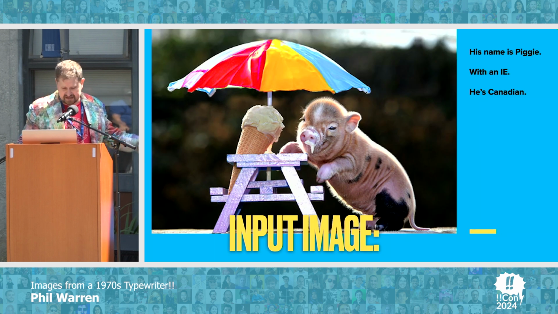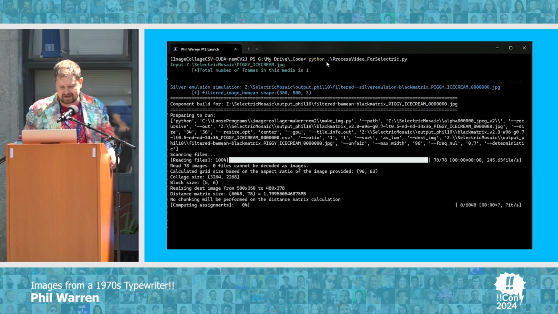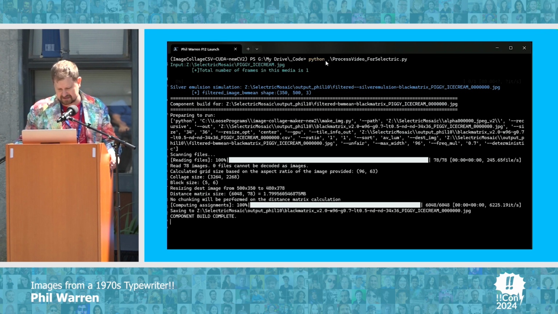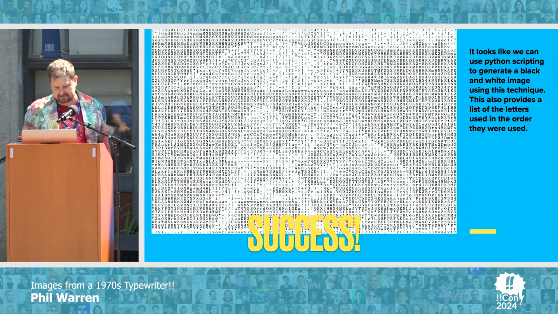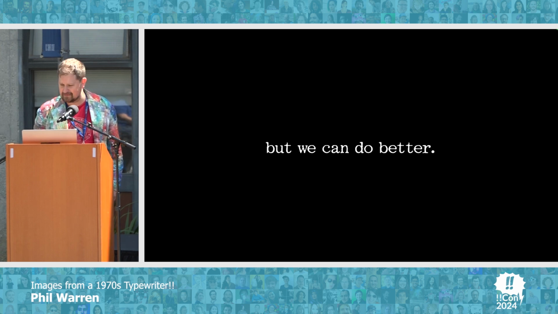Now, we're going to take this input image because I love it desperately. We run it through the command line interface with a simple Python script, and success! Looks like we can, in fact, use Python scripting to generate a black and white image using this technique, which also gives us a list of the letters used in the order they were used to be typed and recreated on a typewriter. But we can do better.